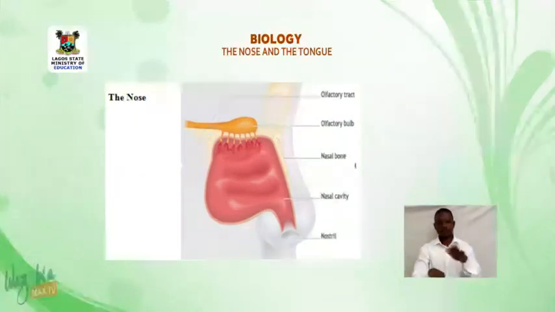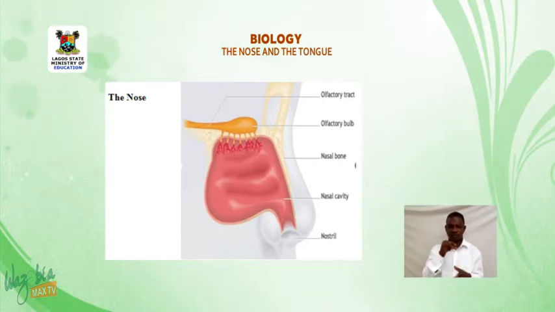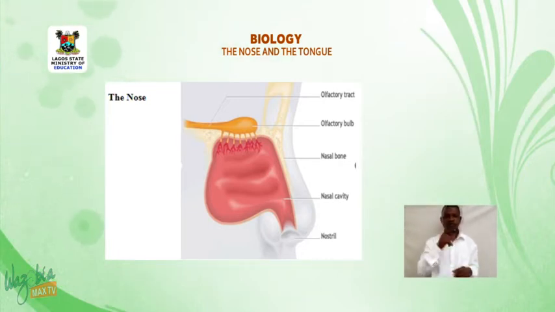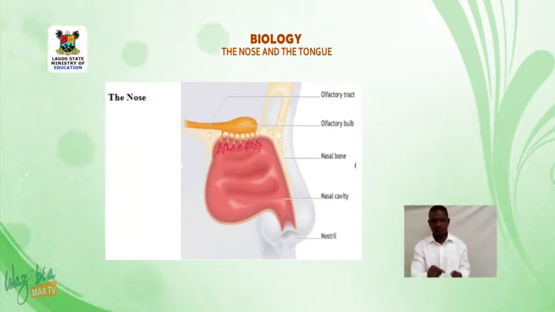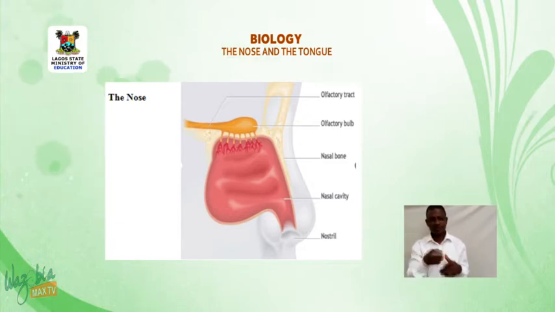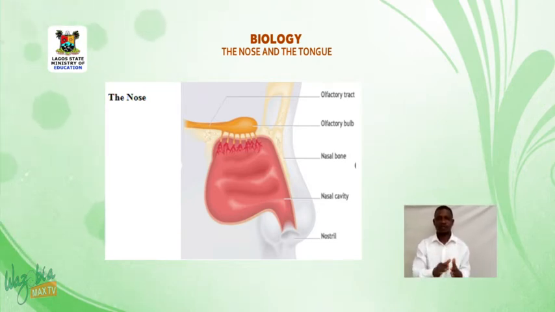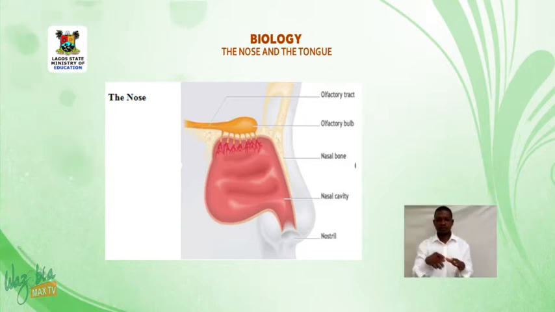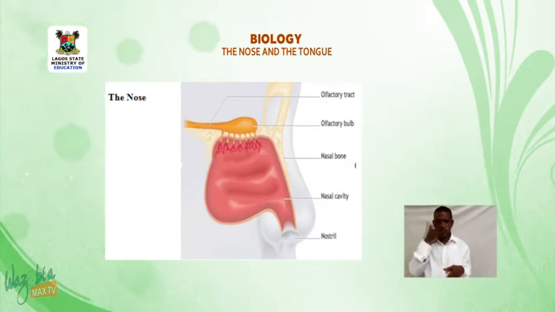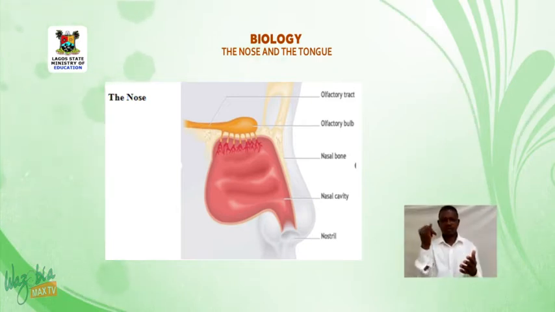Take a cursory look at the diagram below. You see the organ of smell. You see the nostril. Let's start from below. The nostril, followed by the nasal cavity. That is the passage where the smell will be perceived. Then there is the nasal bone. Then that leads to the olfactory bulb. Then we have the olfactory tract. So that is the diagram showing the organ of smell. I want you to look at it very well and study the diagram.